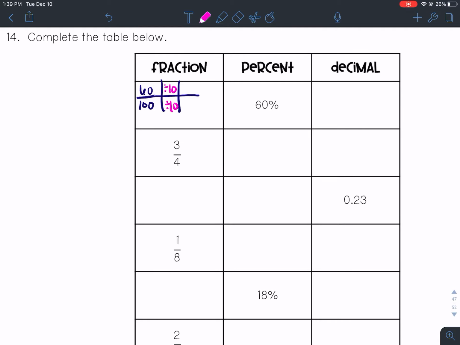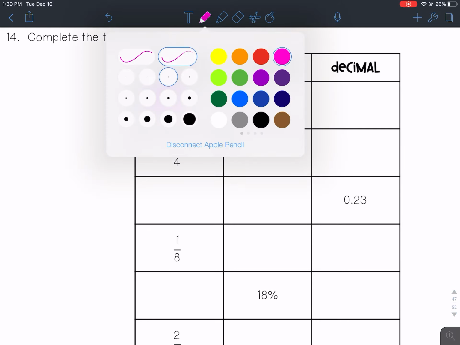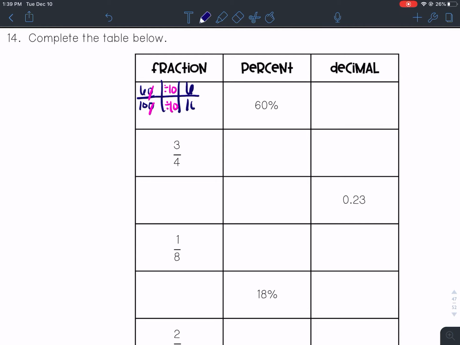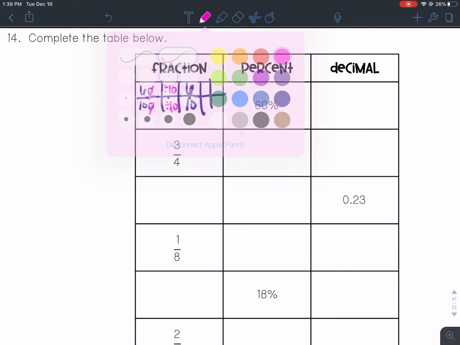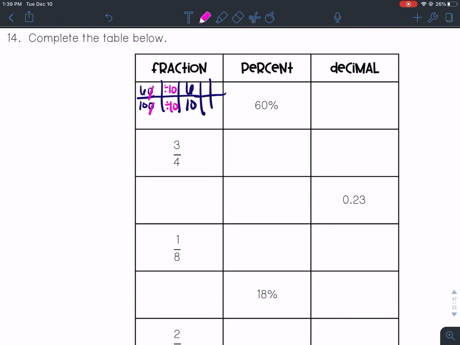Or just cross out my zeros and I end up with 6 over 10. They're both even numbers, so I can still simplify that. If you just put it over 100, I'm okay with that. I just want you guys to practice the simplification. Okay, so 6 and 10, they're both even numbers. So I'm going to divide by 2, divide by 2.